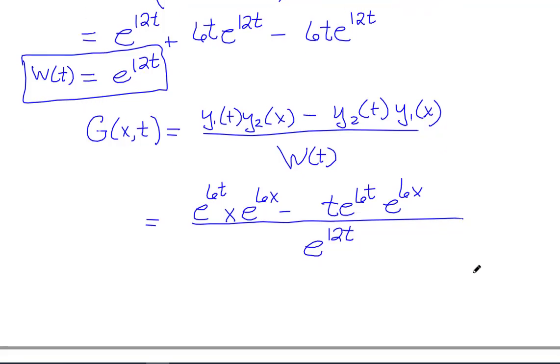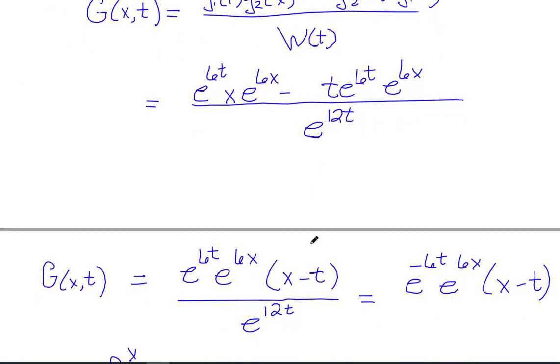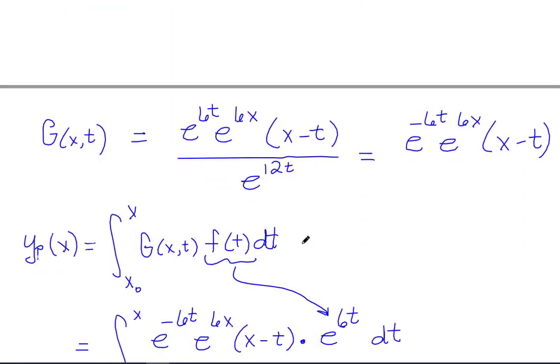As we've done in the previous problems, let's see what's in common. Take it out. All right, and now I've got a 6t over a 12t. So e to the minus 6t. All right, so I've got my Green's function.